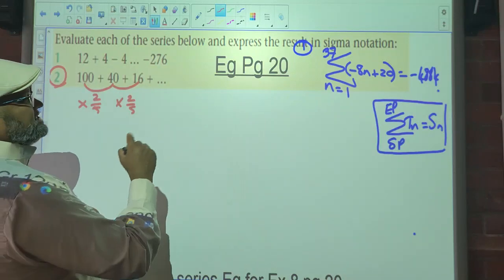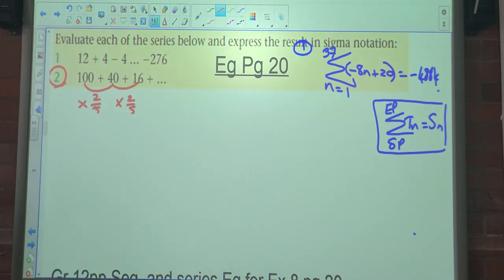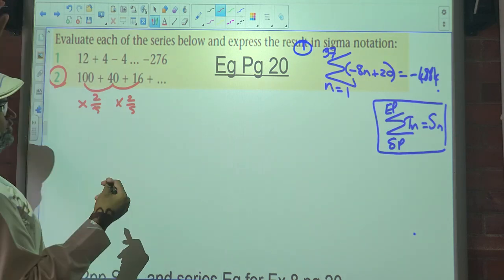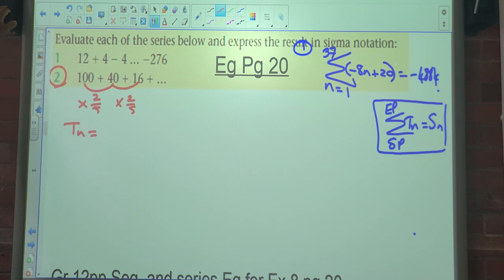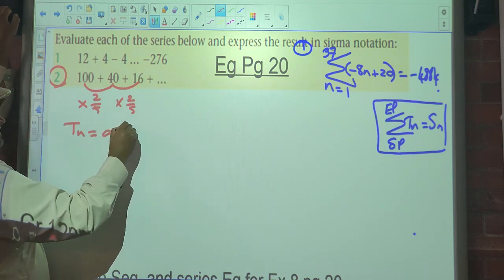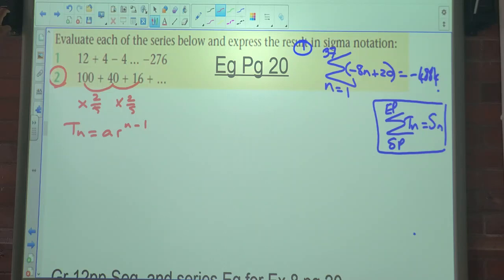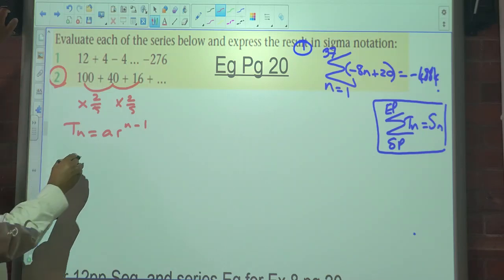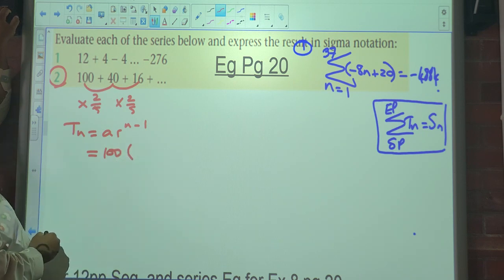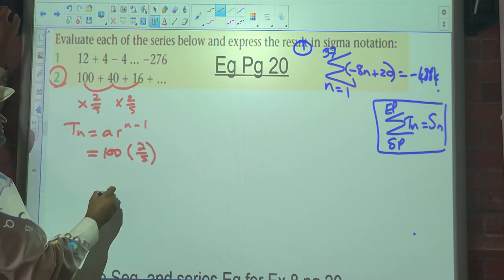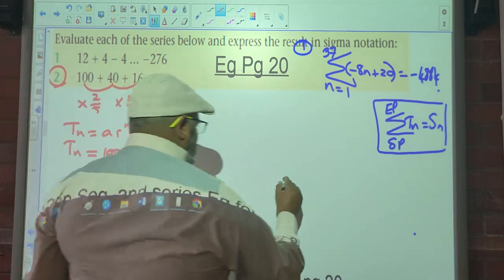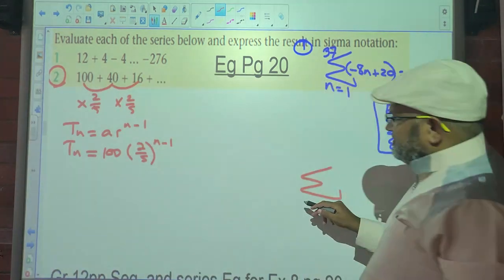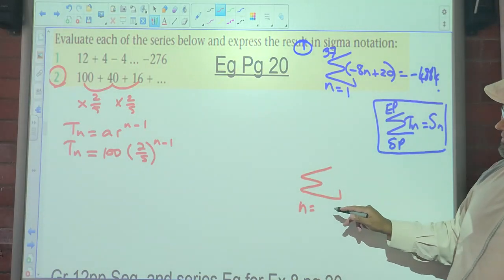Remember the question says you must express this in sigma notation. So I must work out my general term. My general term is Tn is equal to a times r to the n minus 1. What's my a value? 100 into r, 2 over 5, raised to the exponent n minus 1. That's my general term. So I can start filling in this information, where my starting point will be n is equal to 1.